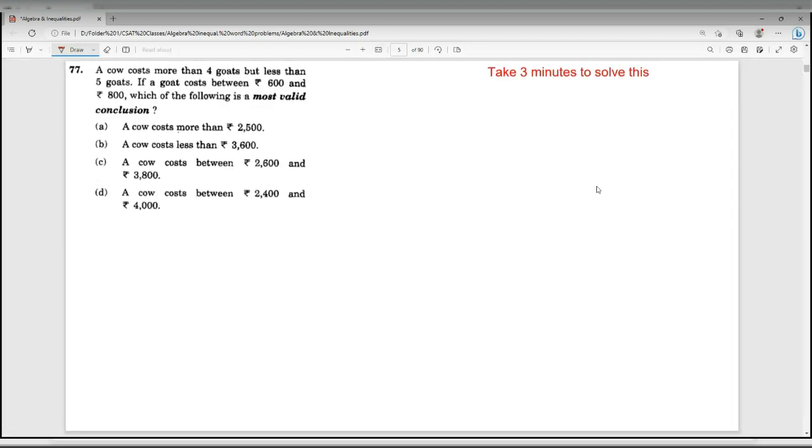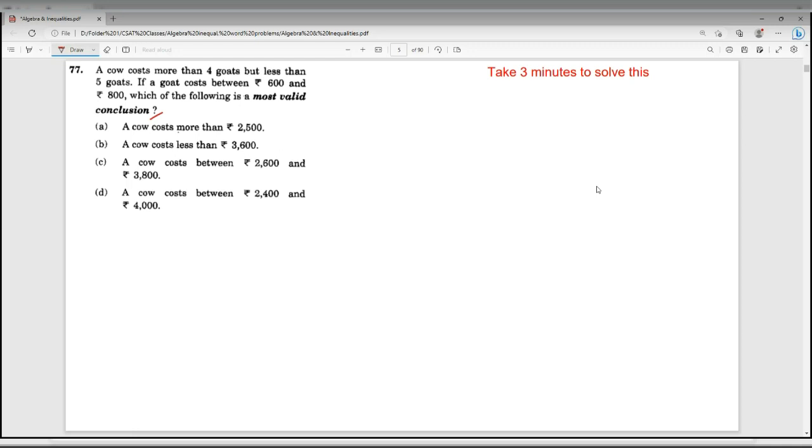So what they're saying is, a cow costs more than 4 goats, but less than 5 goats. If a goat costs between 600 and 800, which of the following is the most valid conclusion? A cow costs more than 2,500, a cow costs less than 3,600, a cow costs between 2,600 and 3,800, and a cow costs between 2,400 and 4,000. So we need to find out the range of the values of the cost of the cow.